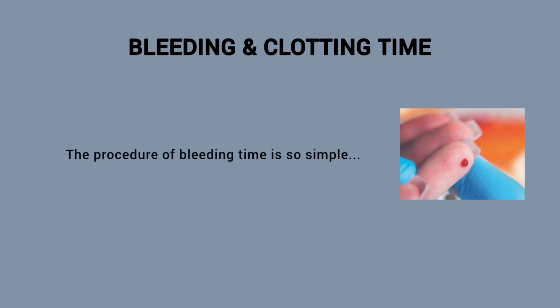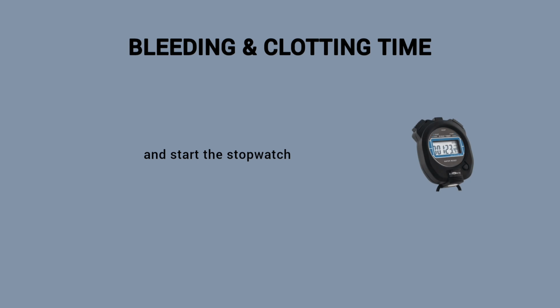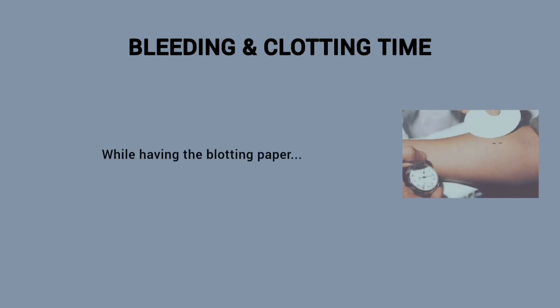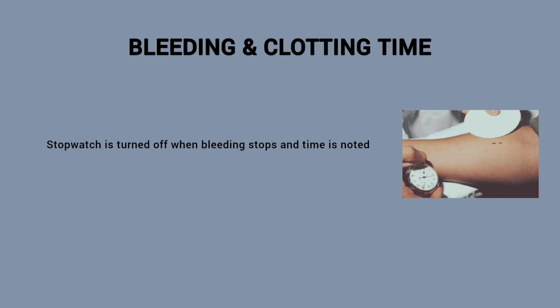The procedure of bleeding time is so simple that we prick the finger lobe of a person after cleaning it with an alcoholic swab and start the stopwatch. While having the blotting paper, we attach it to the person's pricked area after every 20 to 30 seconds. The stopwatch is turned off when bleeding stops and the time is noted.